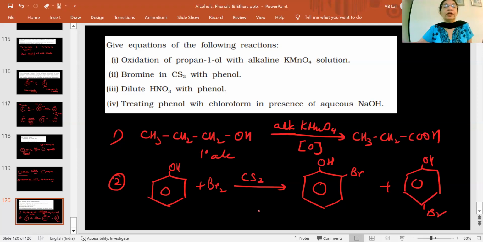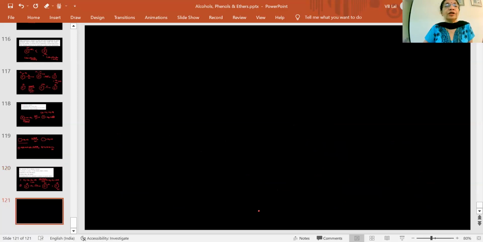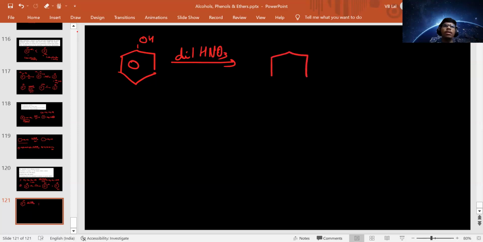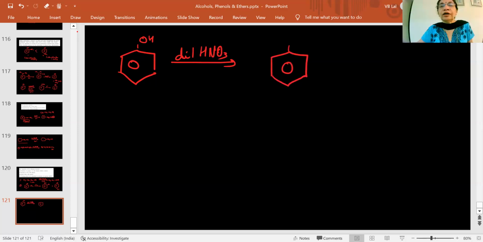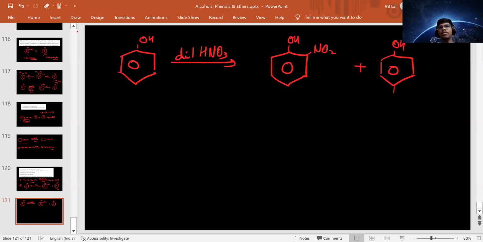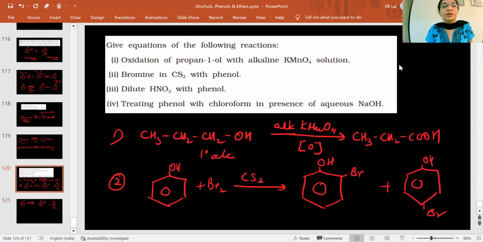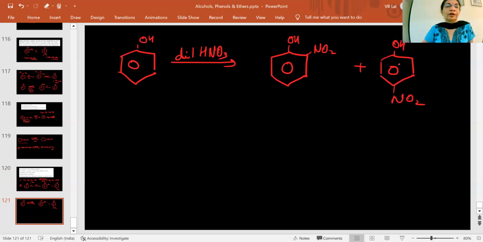Got it? Now, in case I use dilute nitric acid with phenol. So the third one is dilute nitric acid with phenol. So I have phenol and I'm reacting it with dilute HNO3, right? Now tell me, Hariharan, what will I get? Ortho and para-nitrophenol, ma'am. Yes, so you will get ortho and para-nitrophenol. If I had taken concentrated nitric acid, trinitrophenol, ma'am. Picric acid. I would get trinitrophenol. Very good, very good.